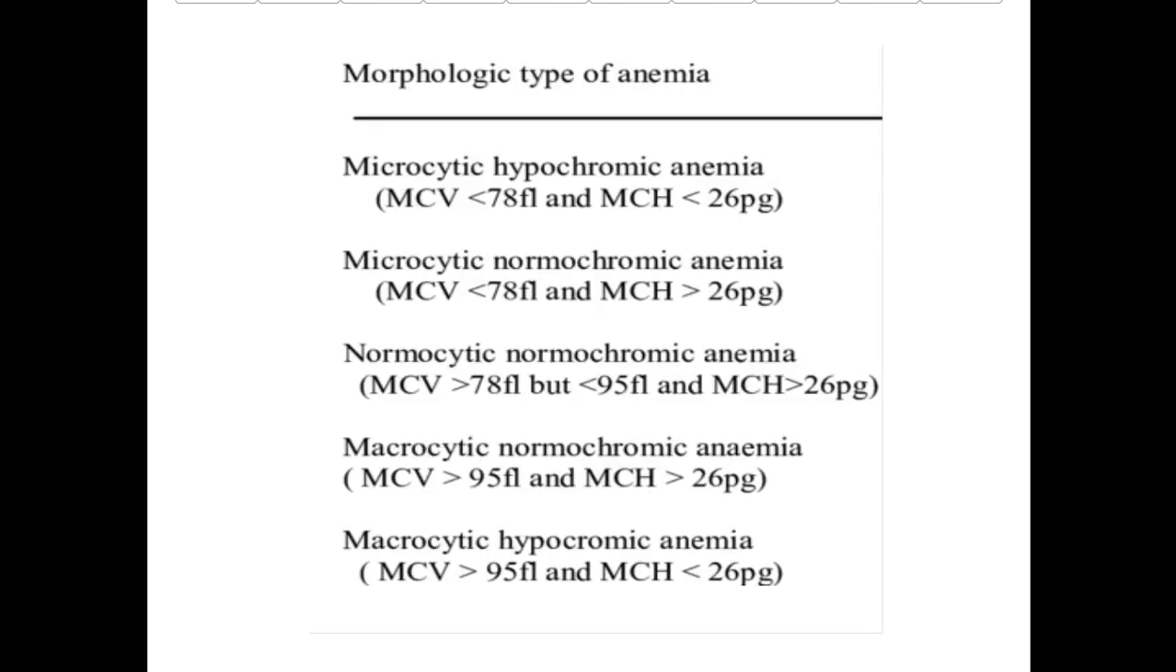You can see the morphological types of anemia: microcytic hypochromic anemia, microcytic normochromic anemia, normocytic normochromic anemia, macrocytic normochromic anemia, and macrocytic hypochromic anemia. And you can see the levels of mean corpuscular volume and mean corpuscular hemoglobin.